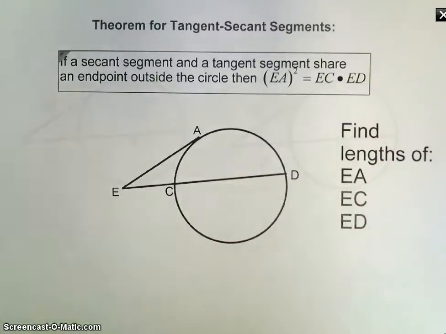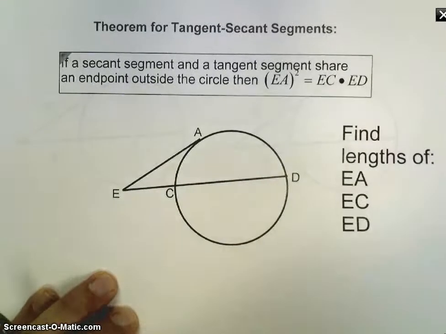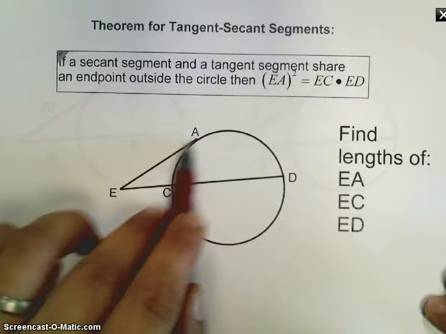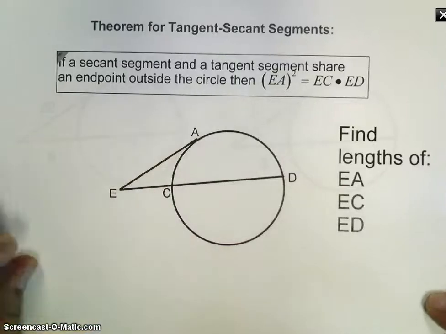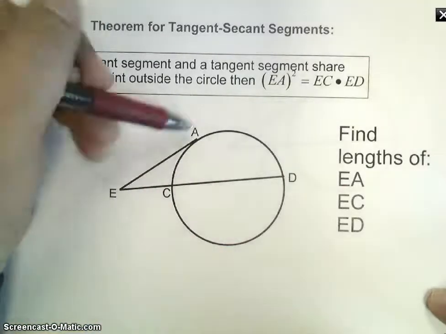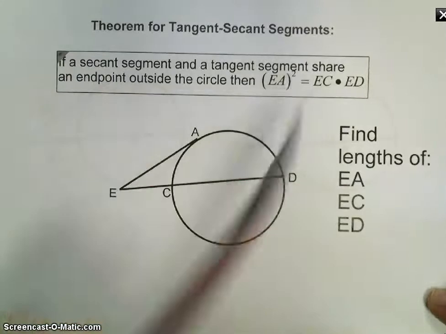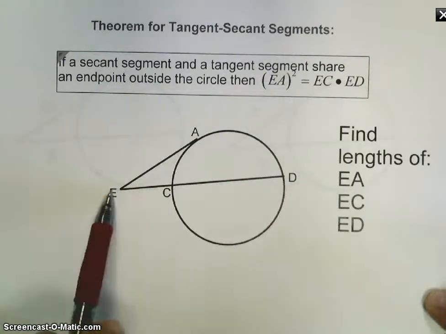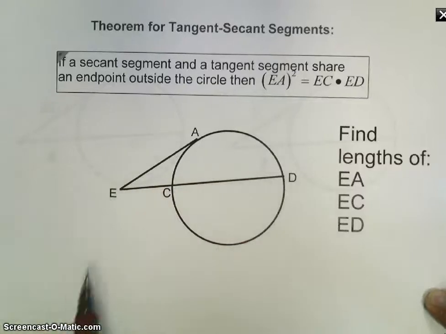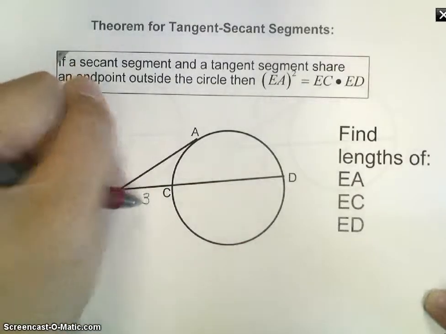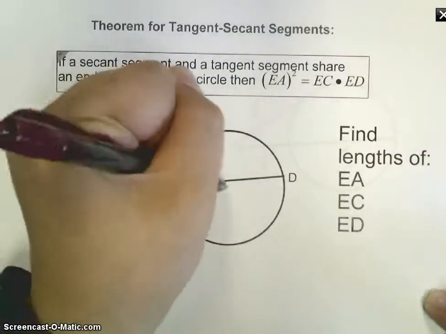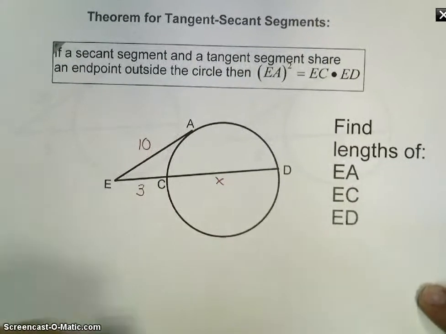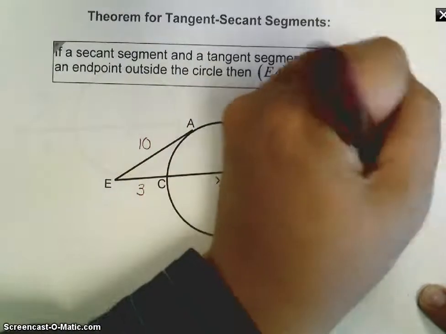Our final theorem here talks about tangent-secant segments. If a secant segment, so that's ED in this case, and a tangent segment share an endpoint outside the circle, then the tangent segment squared, notice the quantity squared, will equal the product of EC, the outside portion, and the entire portion. So if I give you this length of 3, this length of 10, and this length of x, I can find the lengths of EA, EC, and ED pretty easily. EA would be 10, and EC is 3 as my given.